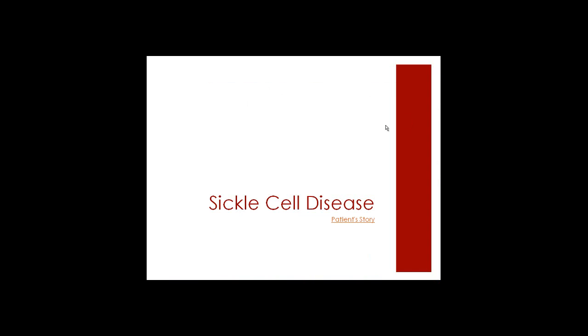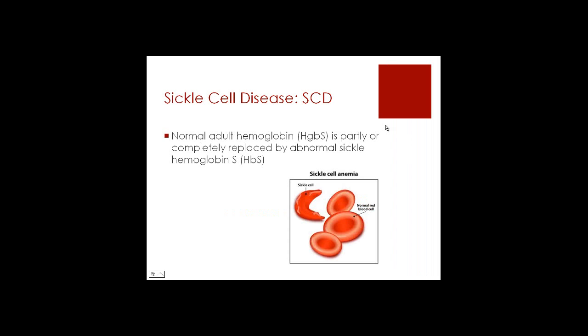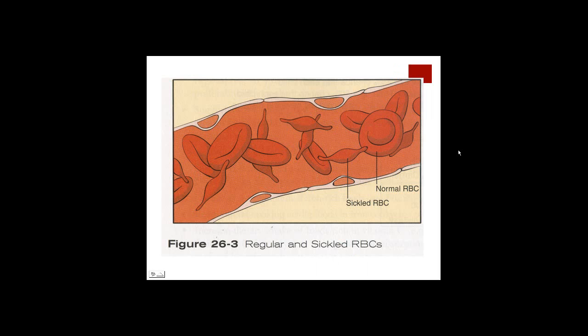So they already talked about quite a few things in that video that we'll talk about here in a moment. But really, sickle cell disease is where normal adult hemoglobin A is partly or completely replaced by abnormal sickle hemoglobin S. So you can see the picture, and I liked that video because I liked how they showed it in the blood vessel, but it's very similar to that. Here is another picture.